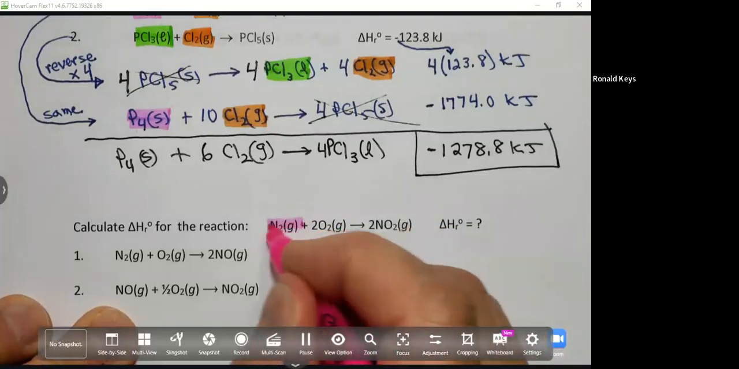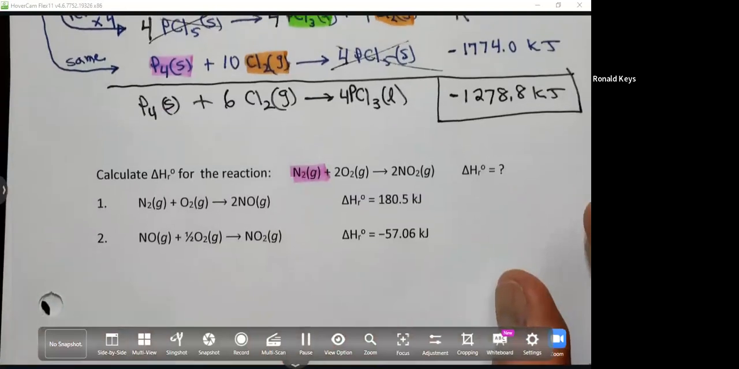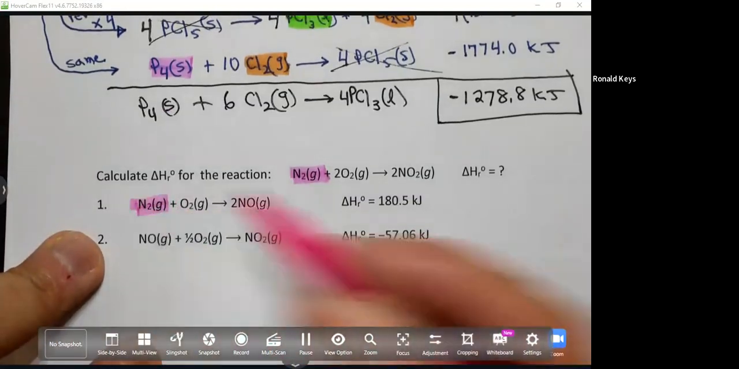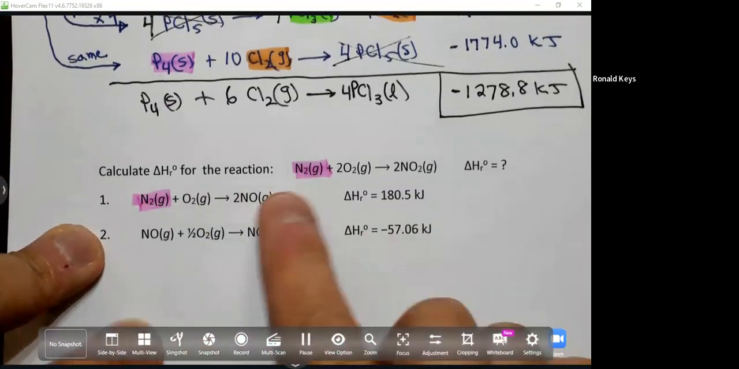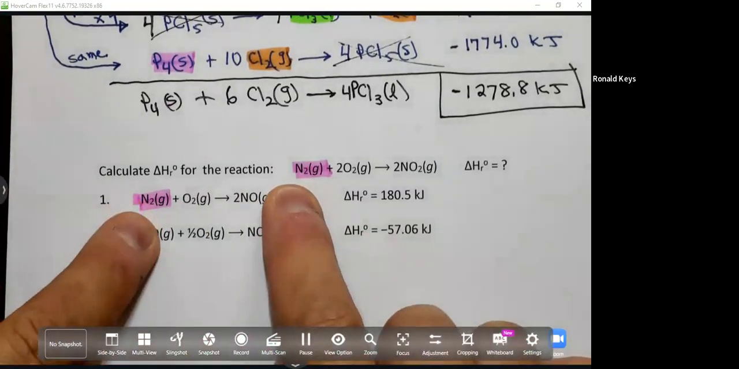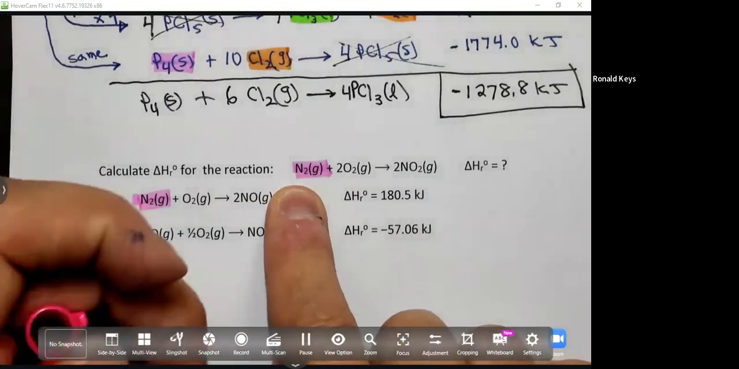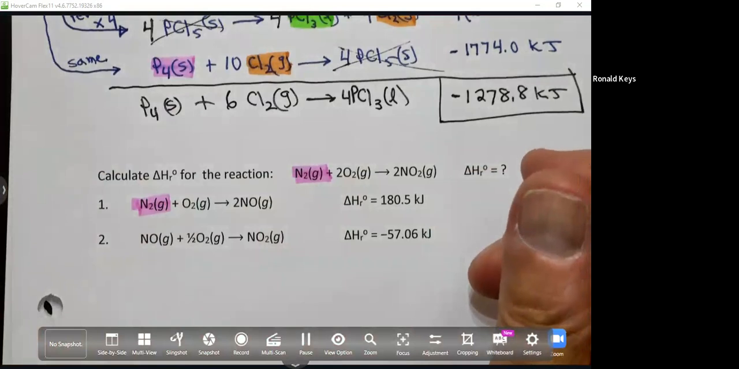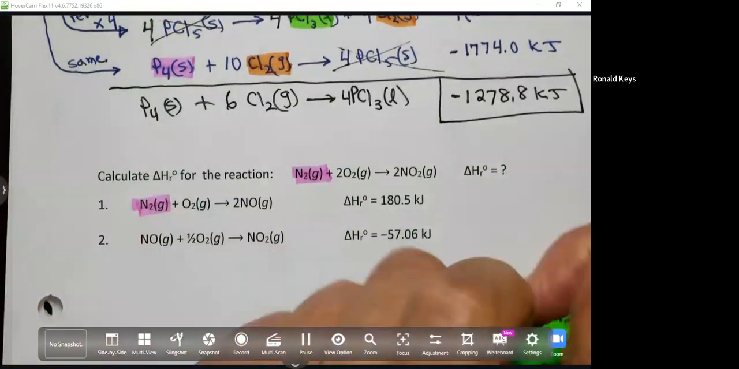We want nitrogen gas on the reactant side. And right away, I'm pretty happy because I've got nitrogen gas on the reactant side. And the number matches, right? 1 and 1. So right now, I'm thinking, this might be an easy problem. Then it comes back to bite me.